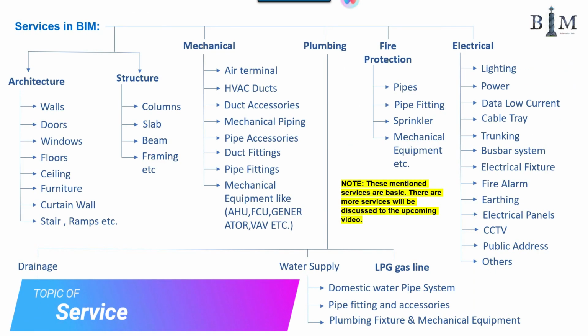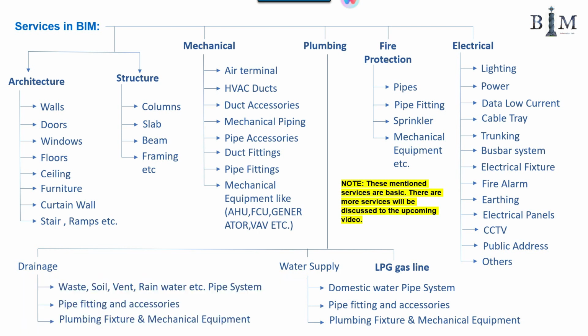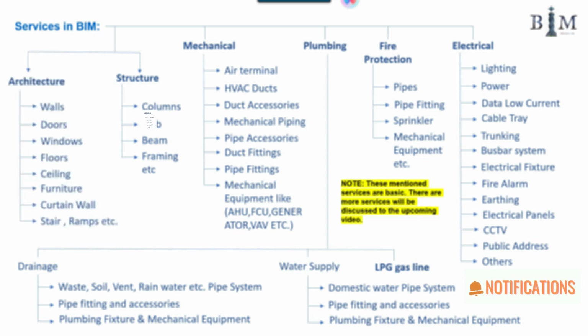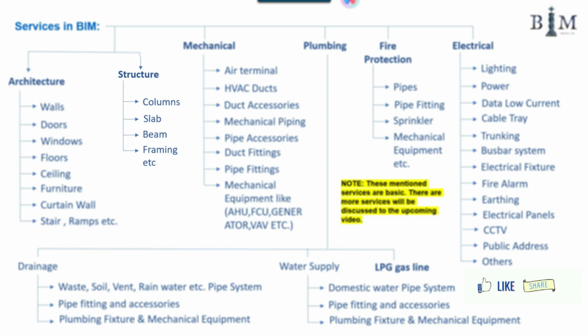Services in BIM. There are many services in BIM like architecture, structure, mechanical, plumbing, fire protection and electrical. Under the architecture we have elements like wall, door, windows, floor, ceiling, furniture, curtain walls, stair, ramps and etc. Under the structure we have elements like columns, slab, beam, framing etc.